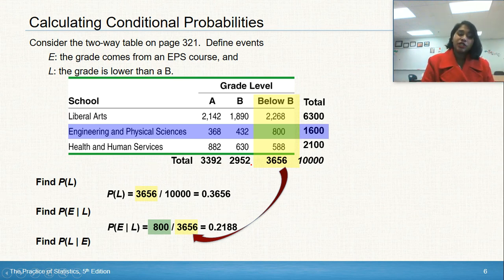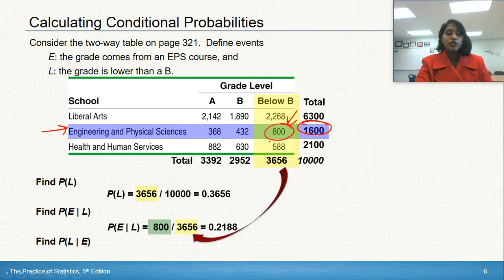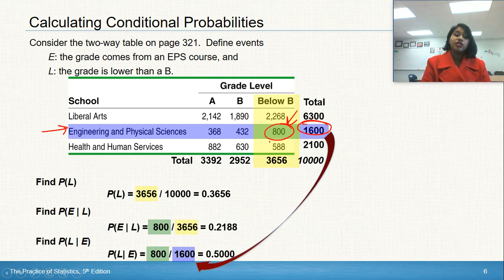My third option is to find the probability of L given that E has occurred. So what is the probability that I would get a grade lower than a B if I already am looking at the subset of students who have grades coming from an EPS course? If I'm looking at the EPS course, then this is my new denominator. And again, I just want to know that grade is lower than a B. So this is still my numerator. And here we have 800 divided by 1,600 gives us a probability of 50% or 0.5.